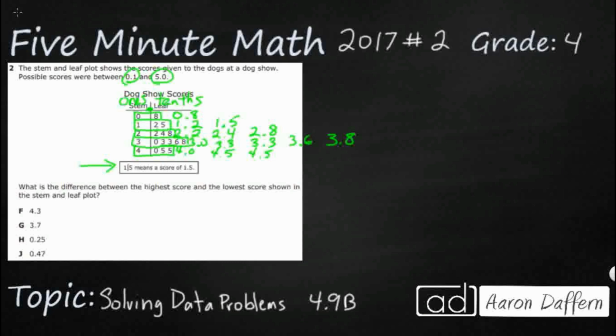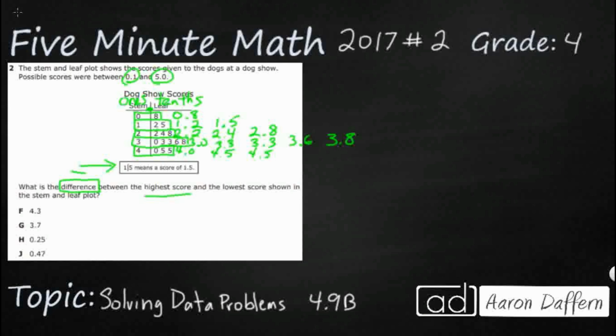We need to find the difference. So we need to know what a difference is. They're not going to give you the operation. Difference is the answer to a subtraction problem. So the sum is the answer to an addition problem. The difference is the answer to a subtraction problem between the highest score and the lowest score shown, so we need to interpret the highest and the lowest score.